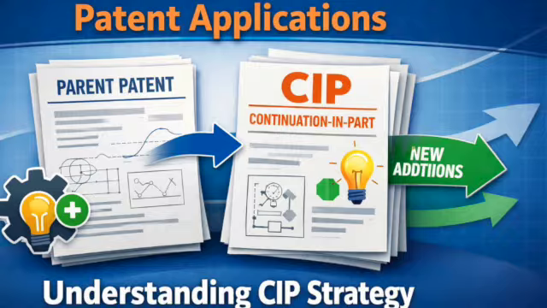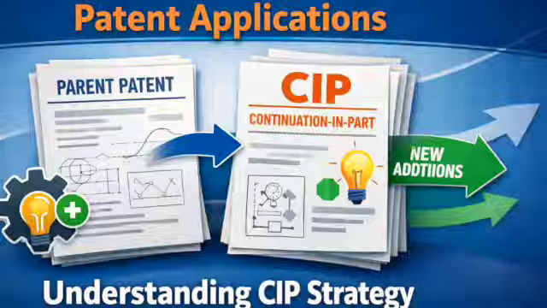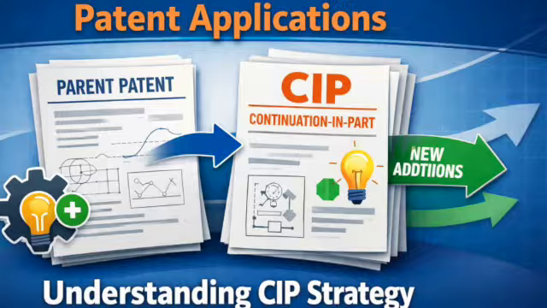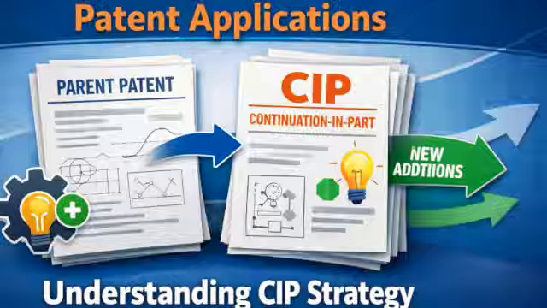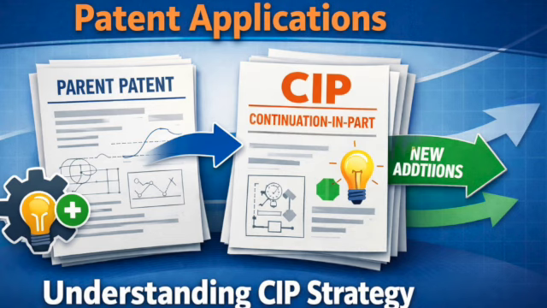First things first, what exactly is a CIP application? So imagine you've invented something incredible, a revolutionary new gadget, and you file for a patent, but as you continue developing it, you realize there are more possibilities, more ways to improve it. Of course. A CIP lets you add those new developments to your existing patent application. So it's not a totally new patent, it's like an upgrade. Exactly. The key is you keep the original filing date for the parts of the invention that haven't changed. That date is super important in the patent world.